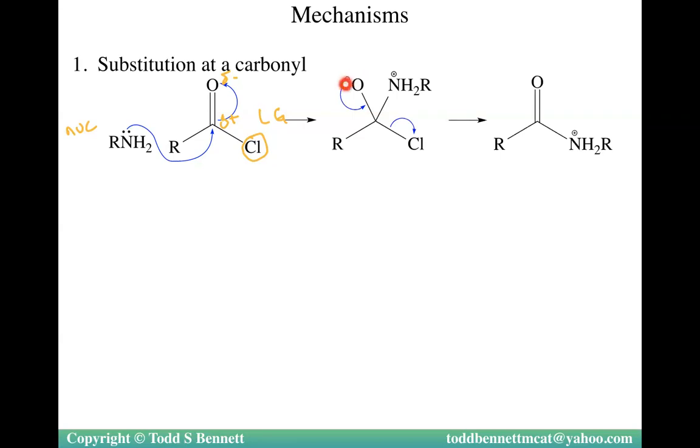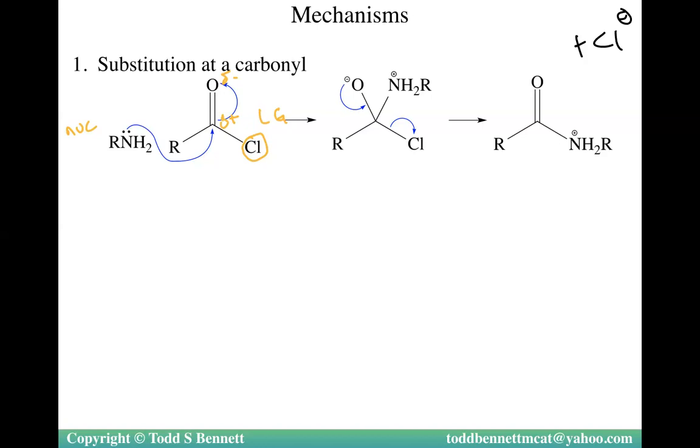From there, the negative charge can kick back in and kick out this leaving group. So it is actually happening in two steps. You're going from this coming in and kicking up to form this tetrahedral intermediate, which kicks back in and kicks that Cl out. So the Cl is going to be dangling over here as a Cl minus.